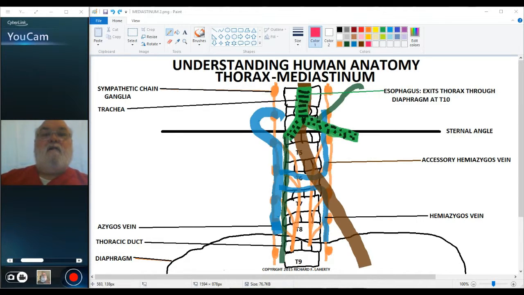Now, what I want to start with in this session is sketching in the pericardium. And I'm going to do that in pink. And the inferior border of the pericardium will conform to the diaphragm and come out to the area of the apex of the heart. Like so.